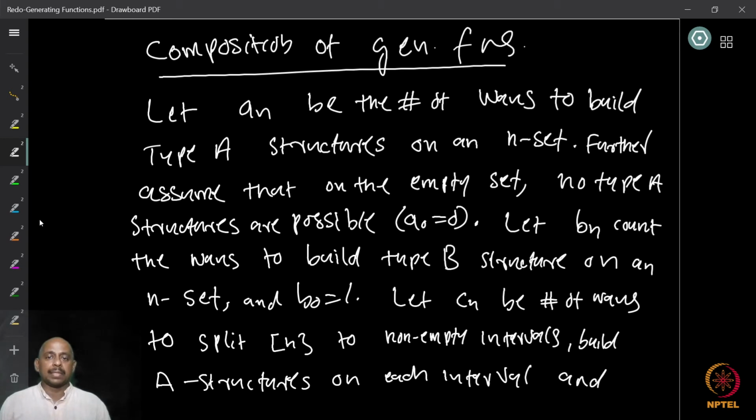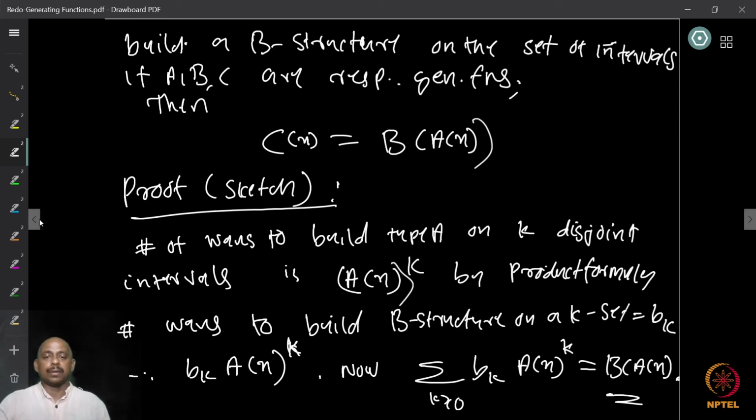the number of ways to build type A structures on an element set, and then Cn, right, was the number of ways to split n into, let's say, non-empty intervals, and then build A structures on each of the intervals, right? But here, what is the A structure? There is nothing, right? Because we are just splitting the interval and doing nothing, which is basically the coefficient is 1. There is precisely one way to do nothing with it.